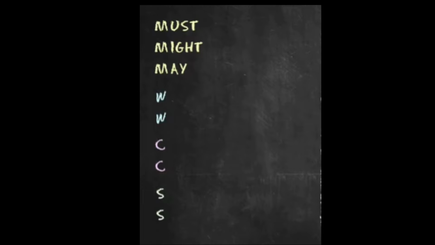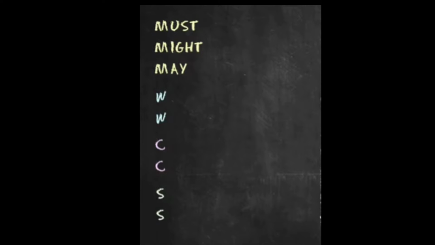Now, if I asked you right now to tell me the 9 modal verbs, would you be able to tell me them? If you can, that's great, but for those who can't, I've got a really easy way of remembering them. We've got 3 M's, 2 W's, 2 C's and 2 S's. So when you write them out in a pattern, it's much easier to remember them all.